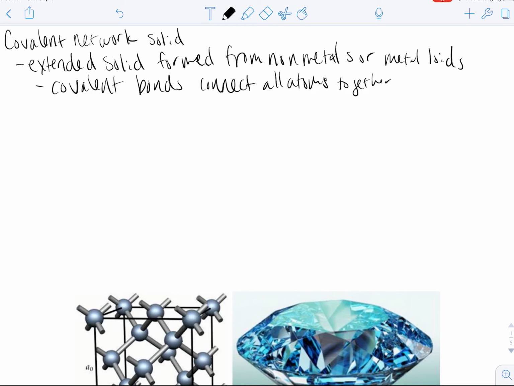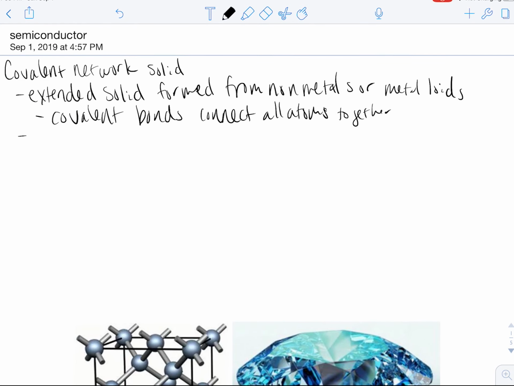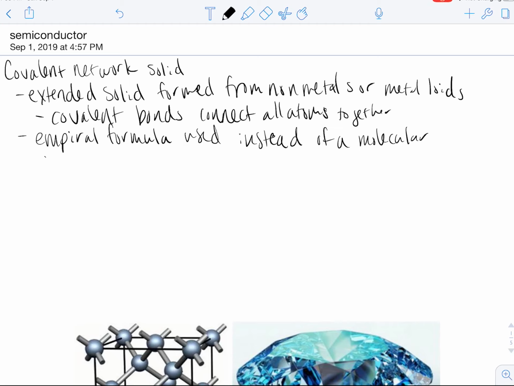And this big hunk kind of looks like this. So this is what diamond looks like. Diamond would be an example of a covalent network solid made by a bunch of carbons bound to another bunch of carbons. And here, with our covalent network solid, we show the empirical formula instead of our molecular formula, because it'd be really hard to show how many atoms are in diamond, for instance. It really depends on the size of the diamond, right?